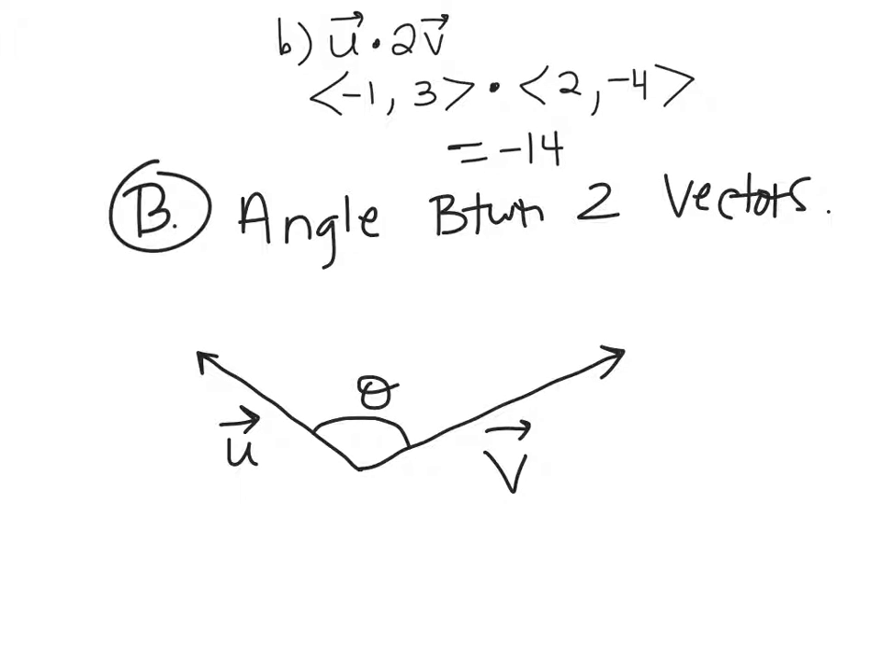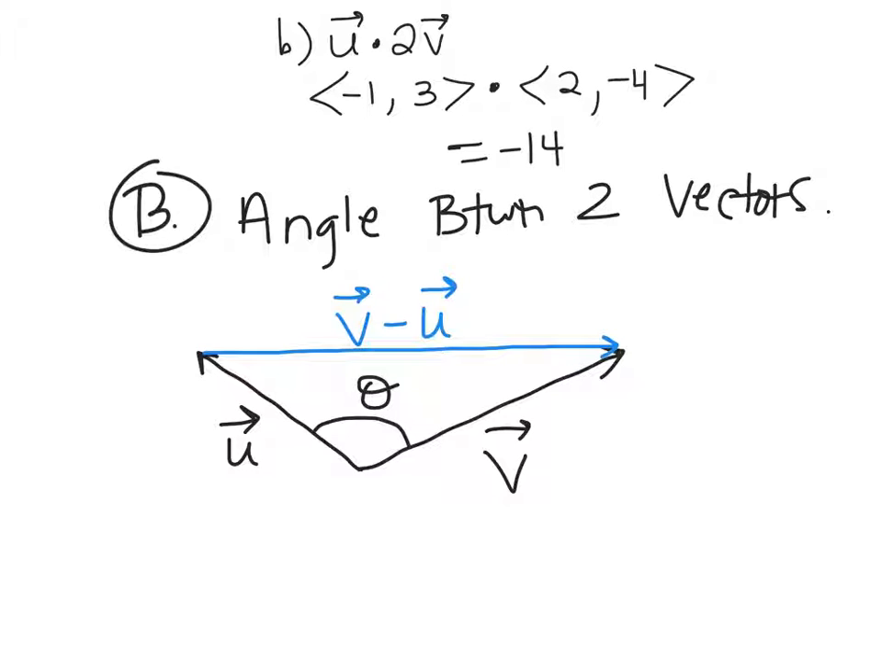All right, and then if you have this vector over here, the vector's called a couple of different things, but they call it vector v minus vector u.